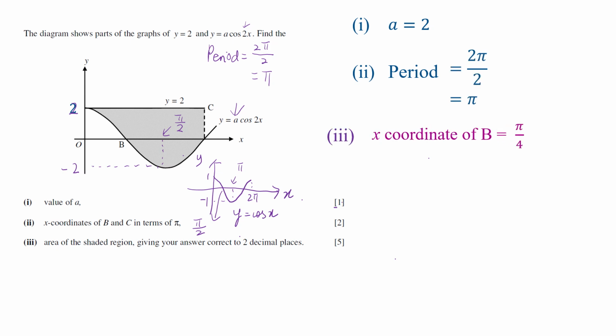And this value here is 3 pi over 2, right? But now your period is between 0 to pi. So we need to take 3 pi over 2 divided by 2. And that gives you 3 pi over 4.